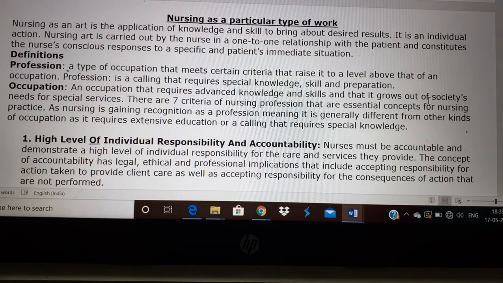Now we'll see why nursing. The next topic in your syllabus is nursing as a particular type of work. What is a particular type of work? Particular type of work means what kind of work a nurse does and how they are called professionals. Okay, how nursing is a profession and what are the different types of work that a professional nurse takes or does.